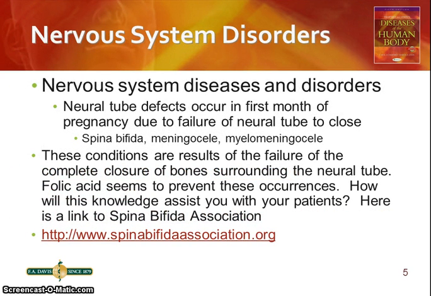Nervous system diseases and disorders can involve neural tube defects, which occur in the first month of pregnancy due to the failure of the neural tube to close. Just to review, the neural tube is what houses the spinal cord. Here are some of the conditions: spina bifida, meningocele, and myelomeningocele. These conditions are the result of the failure of the complete closure of the bones surrounding the neural tube, so the spinal column. Folic acid seems to prevent these occurrences.